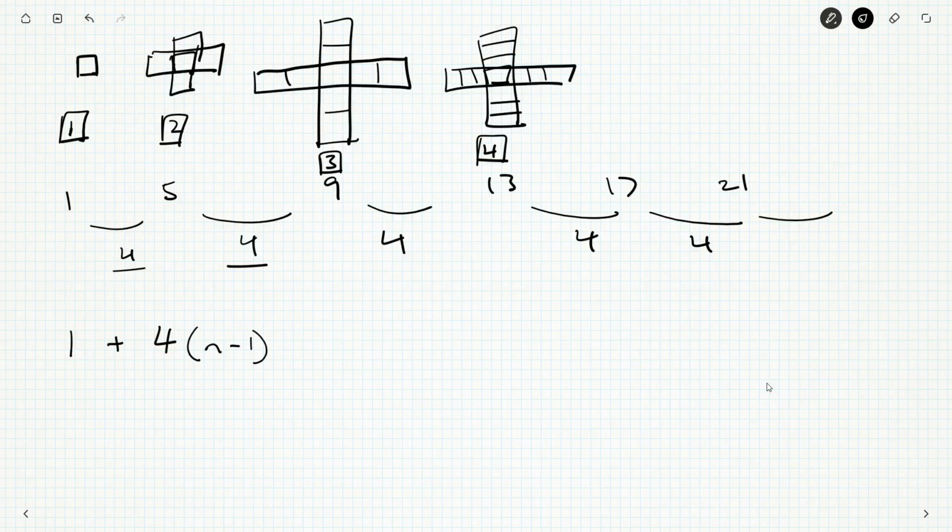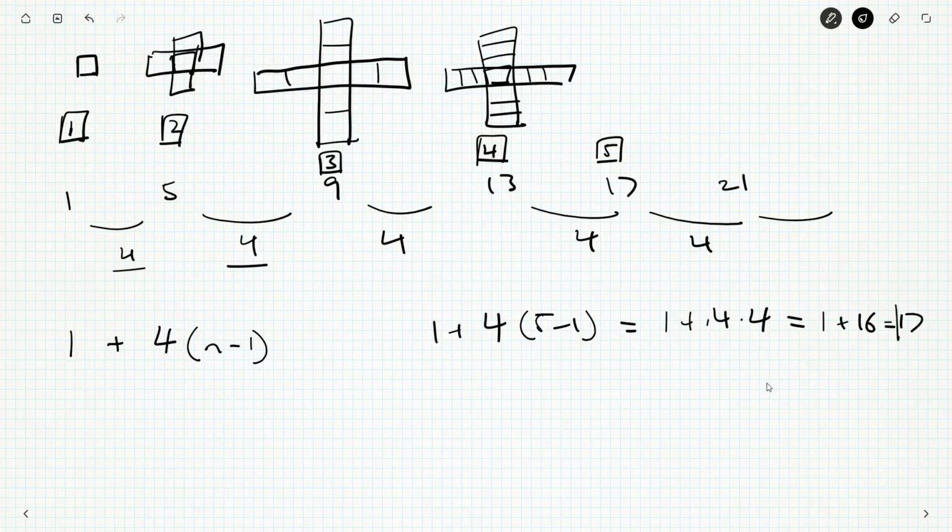Okay. Does this work? Well, what would figure 5 be? We know the answer should be 17. 1 plus 4 times 5 minus 1 is 1 plus 4 times 4, which is 1 plus 16, which is 17. So figure n has this many squares.